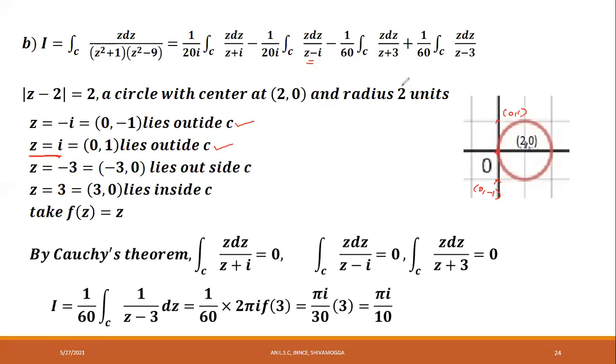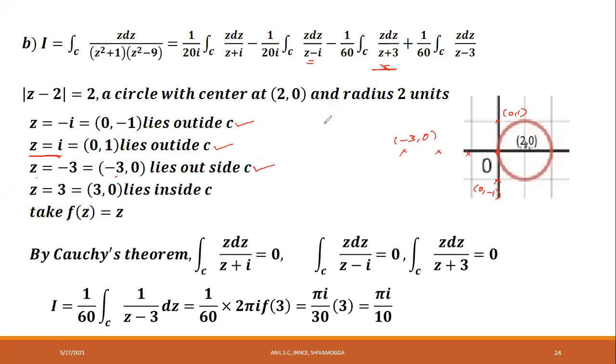Next, this integral is not analytic when z plus 3 is equal to 0. That means z is equal to minus 3, or you can write it as real part minus 3 and imaginary part 0. Minus 3 comma 0. This is minus 1 comma 0, minus 2 comma 0, minus 3 comma 0. This lies outside C.